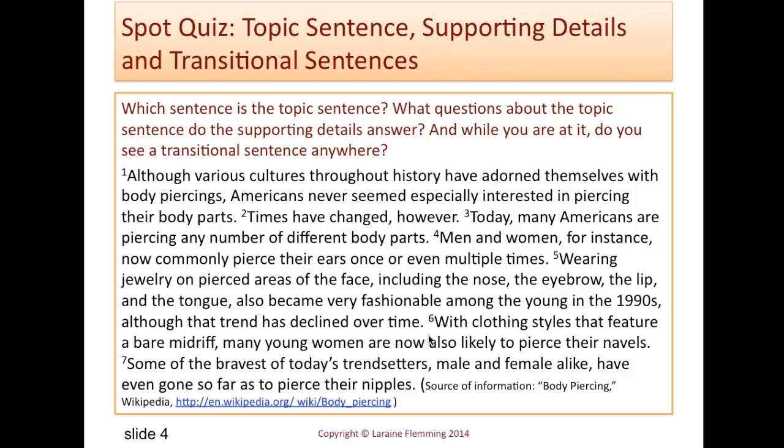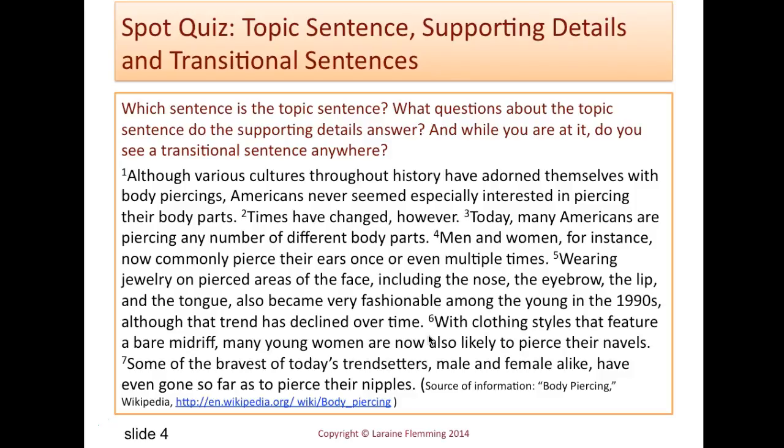Although various cultures throughout history have adorned themselves with body piercings, Americans never seemed especially interested in piercing their body parts. Times have changed, however. Today, many Americans are piercing any number of different body parts. Men and women, for instance, now commonly pierce their ears once or even multiple times.